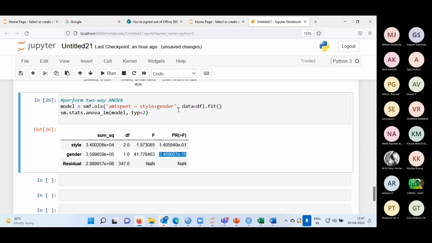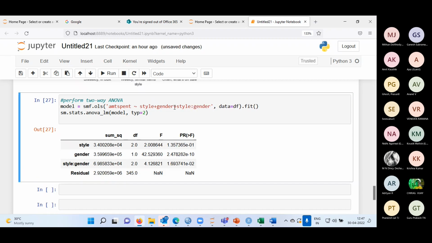Now, I want one more additional piece of information, which is I want to find out the interaction effect between both the variables. So it is style colon, where is colon? Gender. Now you can see style colon gender. This is also turning out to be an impact. Men who shop bi-weekly, females who shop bi-weekly, very different. Men who shop weekly and females who shop weekly, their behavior is also different.